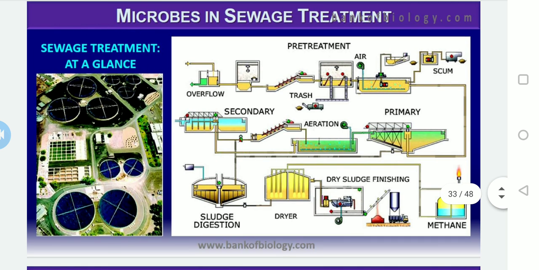So this is exactly the step-by-step mechanism by which we can identify the sewage treatment plant. Are you able to find out the step-by-step mechanism? This is actually how the sewage treatment plant will look. At a glance, on the left side is what is given, and on the right side the complete plan, the step-by-step mechanism.